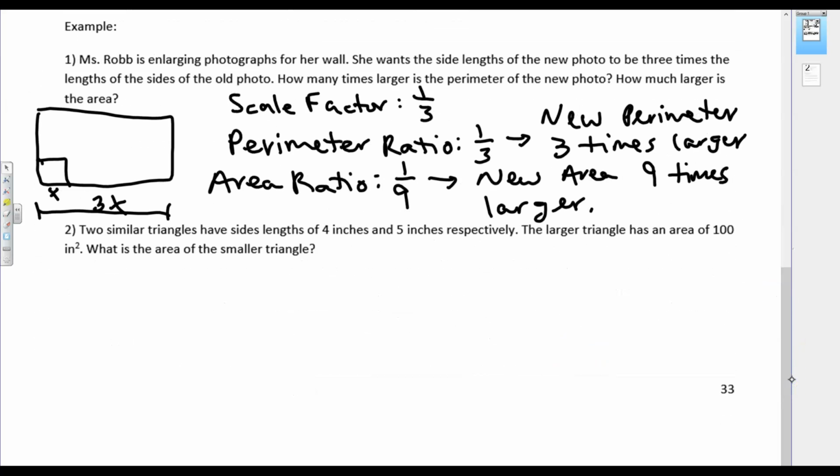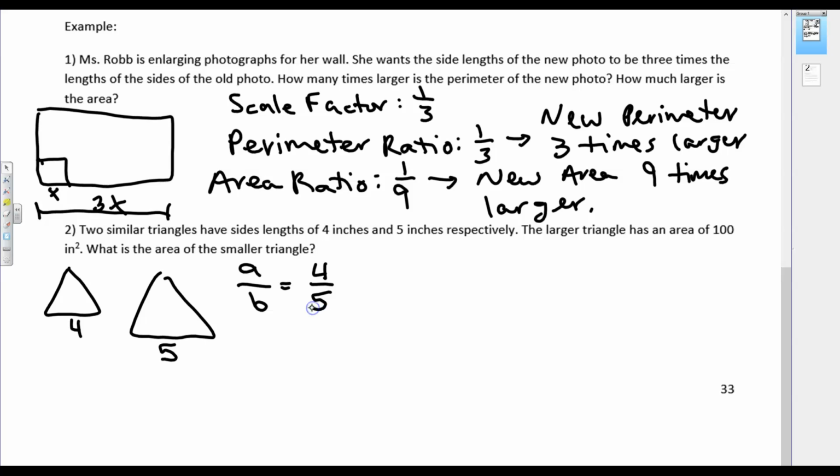So let's do another example. Two similar triangles have side lengths of 4 inches and 5 inches respectively. The larger triangle has an area of 100 inches squared. What is the area of the smaller triangle? I'm going to draw a little picture, not that I really need one, but I think it helps. So I've got a triangle side length of 4, triangle side length of 5. Therefore, their scale factor, a over b, is 4/5.